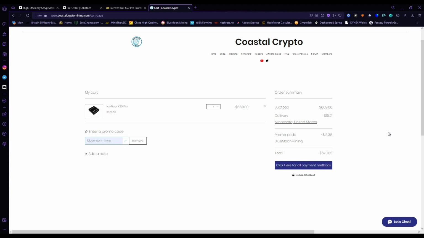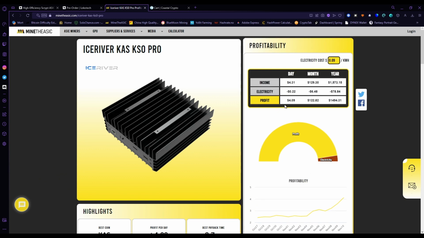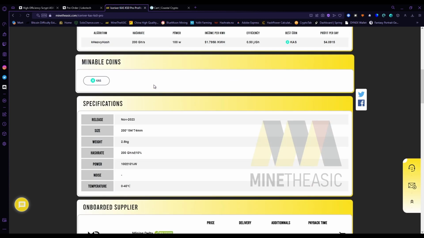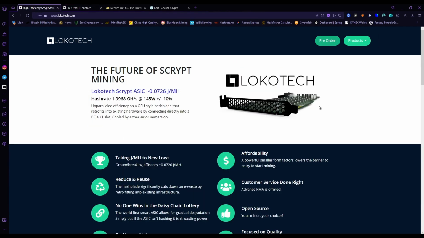You're looking at a brand spanking total of $670 for an Ice River KS0 Pro, which is currently at Kaspa's current price, making $4.09. After electric at 9 cents a kilowatt hour, even 12 cents, you're making $4. So keep that in mind as well. You would probably get this a lot sooner than the Lokotech. And don't get me wrong, I'm not saying the Lokotech isn't worth it. It could be very good in a bull run if you get one now, but it is very new technology.